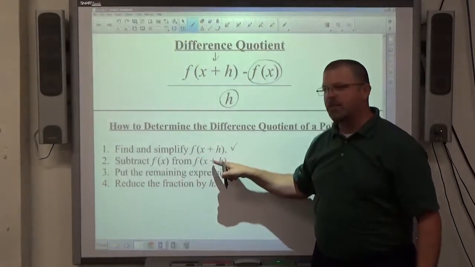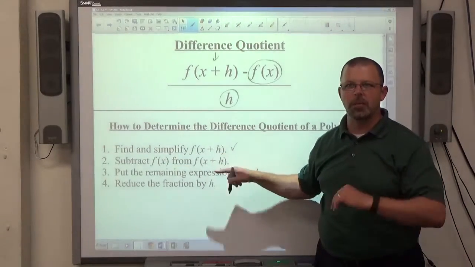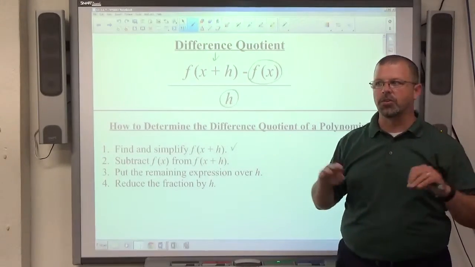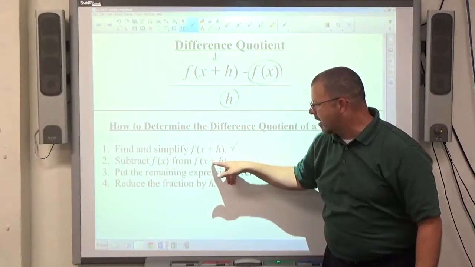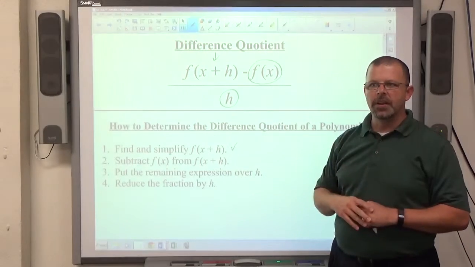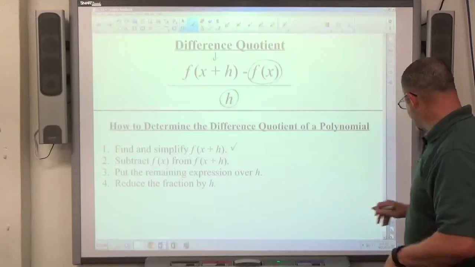Subtract f of x from f of x plus h. You'll find that f of x lives inside of f of x plus h plus a couple extra terms. So every piece of f of x should also be in f of x plus h. We'll notice that, hopefully. And once you get both of those things, you subtract f of x from f of x plus h, you got some remaining pieces, put those over h, and then everything should have an h on it so they all cancel out. Okay, you will see it demonstrated in the next problem.